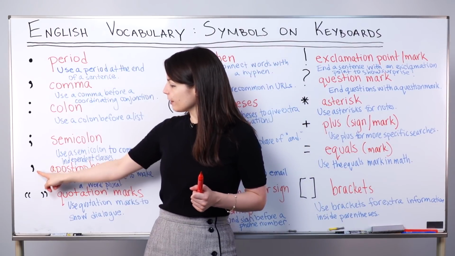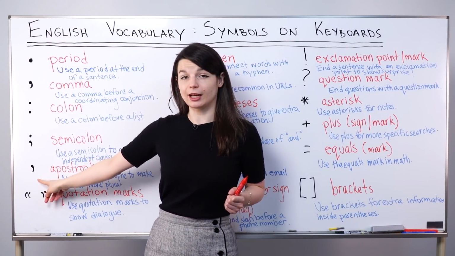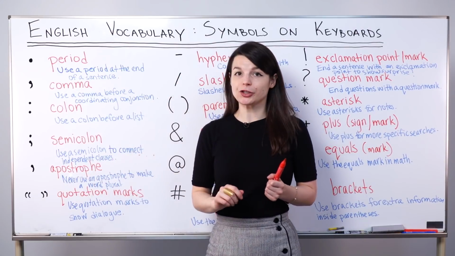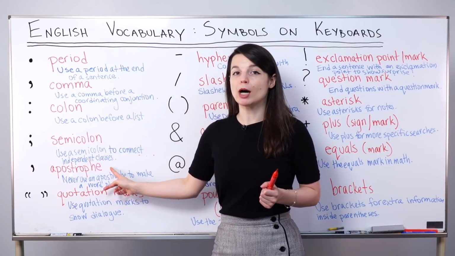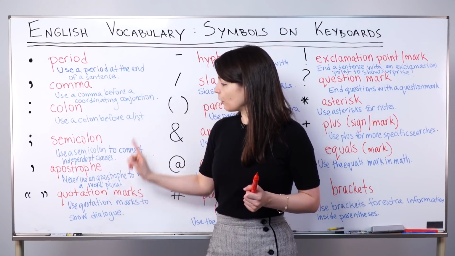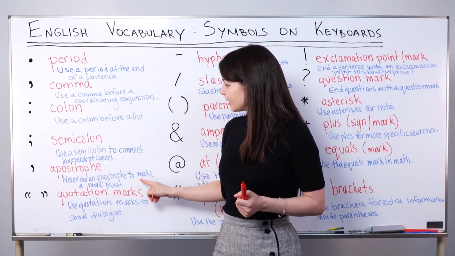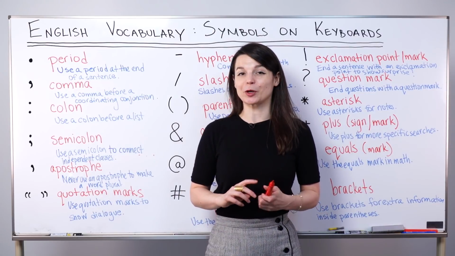The next mark looks just like the comma, I know, but the positioning of this mark is important. This mark is called an apostrophe. This word is pronounced apostrophe. So in a sentence, we would say, never use an apostrophe to make a word plural.